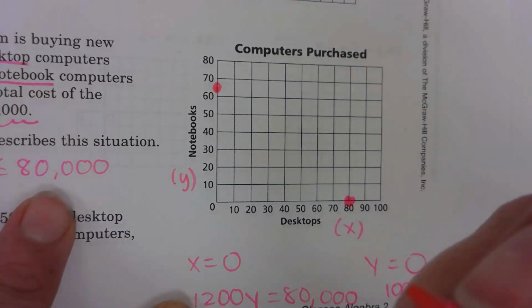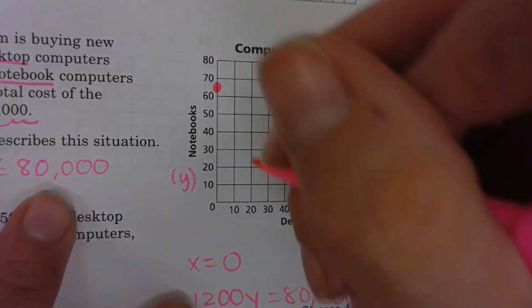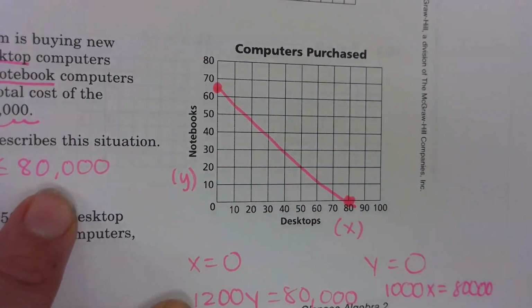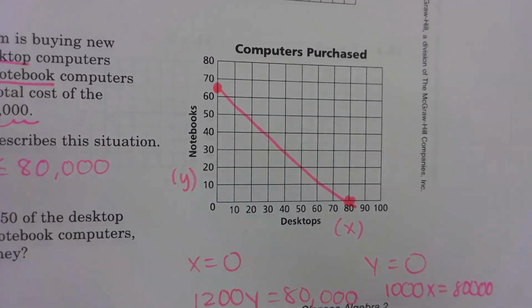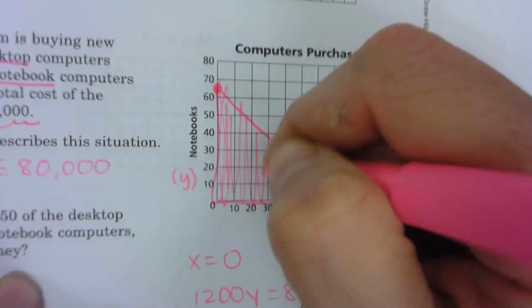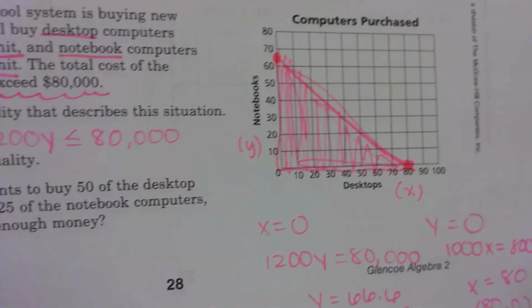And then all you have to do is connect them. Would the line be solid or dashed? Would I shade above or below? Below, because we cannot exceed an amount of money, right? Oh, I shaded above my line a little.